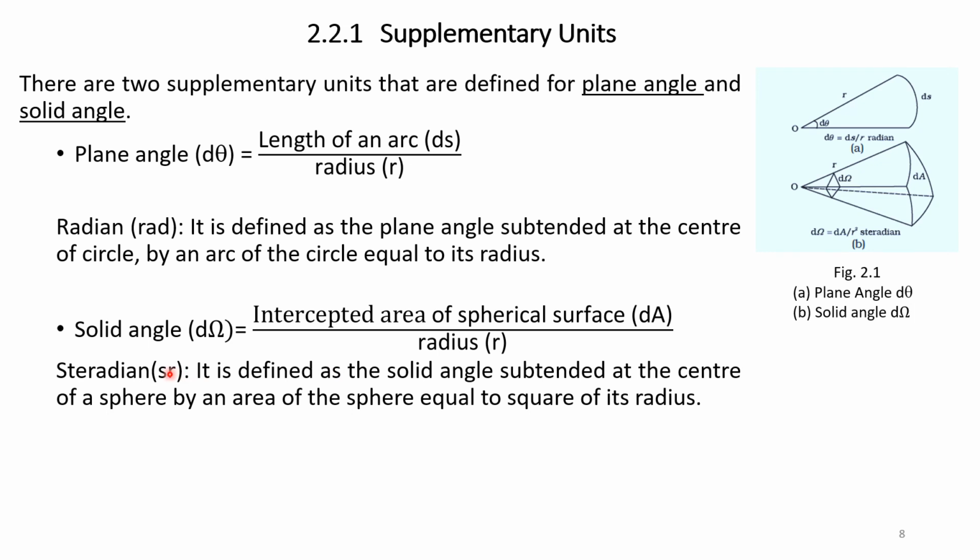Steradians. Solid angle is measured in steradians, that is sr. It is defined as the solid angle subtended at the center of a sphere by an area of the sphere equal to the square of its radius. See, this is the solid angle d omega. D omega is the angle subtended by the surface area dA at the center O.